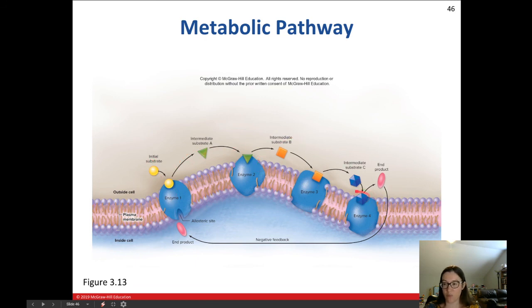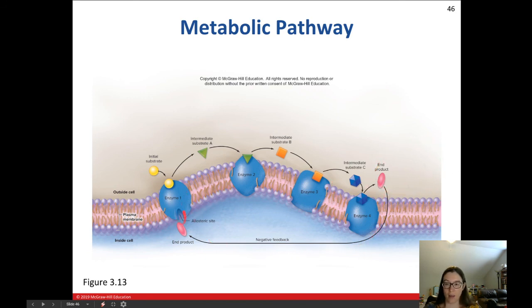And at the end, enzyme 4 releases the end product. So this is the end product. This is whatever we wanted to make. And then this end product here is going to go back and it's going to be the allosteric inhibitor for enzyme 1. So once the end product starts building up, some of it is going to be able to bind at the allosteric site for enzyme 1 and turn off enzyme 1. So once we have enough product, we don't need to make more product.